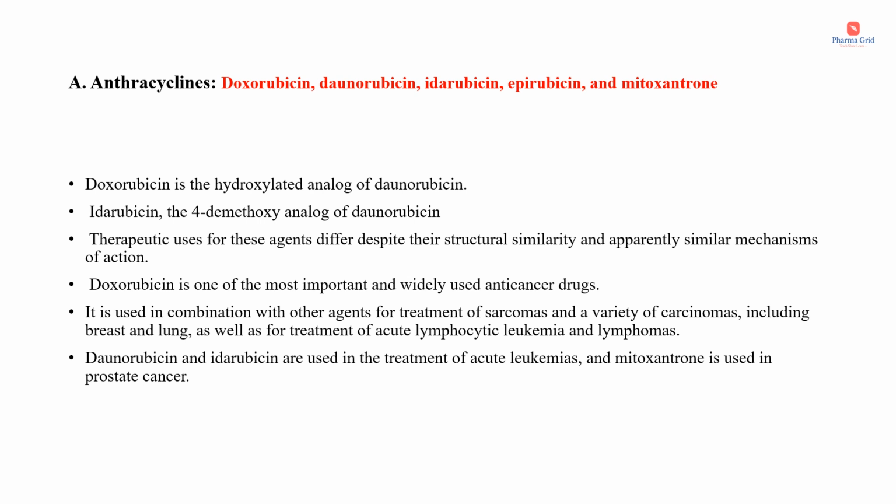Doxorubicin is one of the most important and widely used anti-cancer drugs. It is used in combination with other agents for the treatment of sarcomas and a variety of carcinomas including breast and lung, as well as for the treatment of acute lymphocytic leukemia and lymphomas. Daunorubicin and idarubicin are used in the treatment of acute leukemias and mitoxantrone is used in prostate cancer.